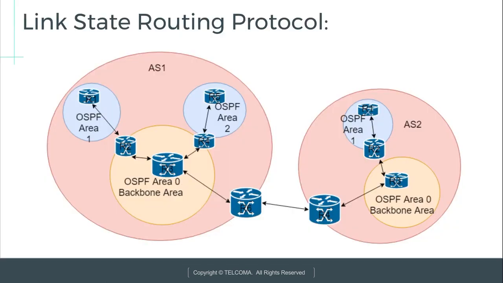So this is the OSPF network. There are two autonomous systems, system 1 and system 2, and they have their own areas, backbone area and area 1 and area 2. In the same way the other autonomous system has its own areas. The packets are routed according to the areas. So routers exchange the information about their link state, and packets are transmitted on the basis of the link. So this is all about link state routing protocol.